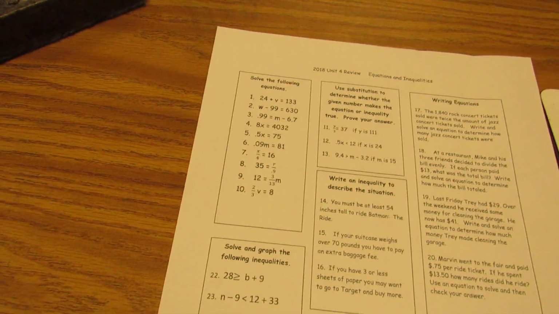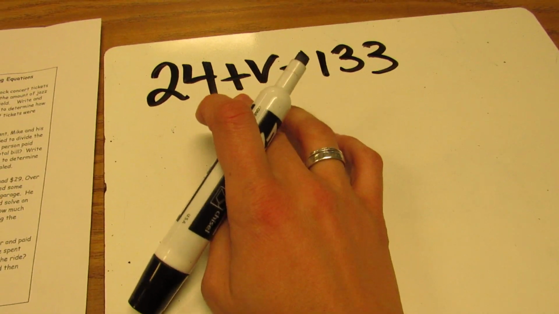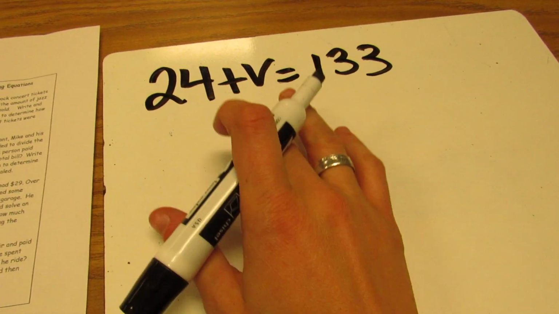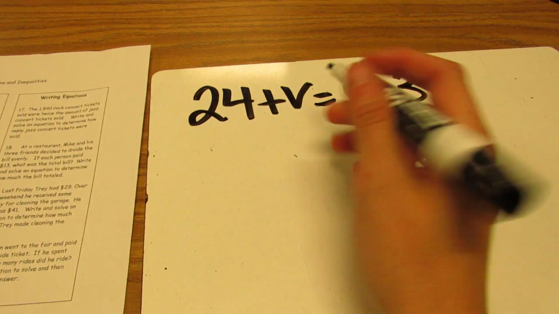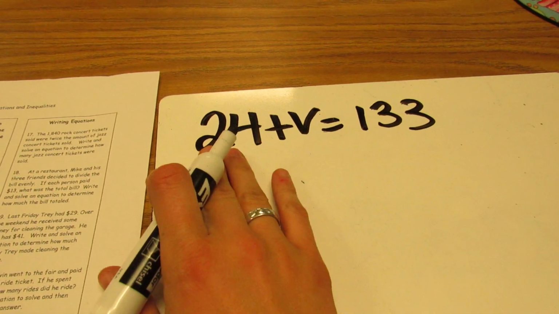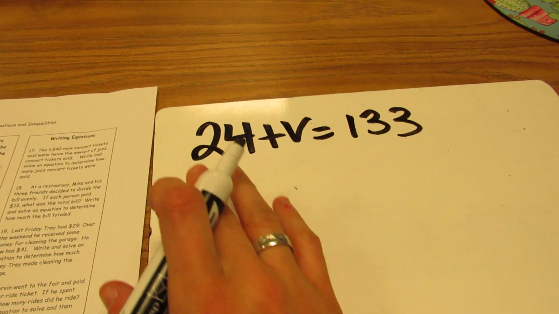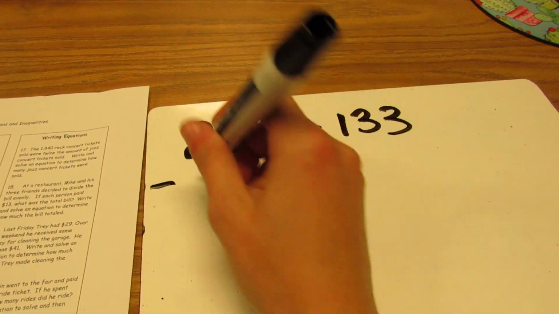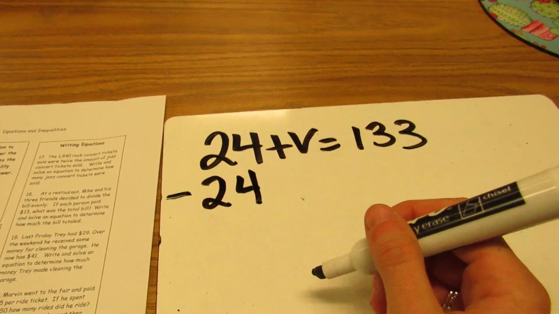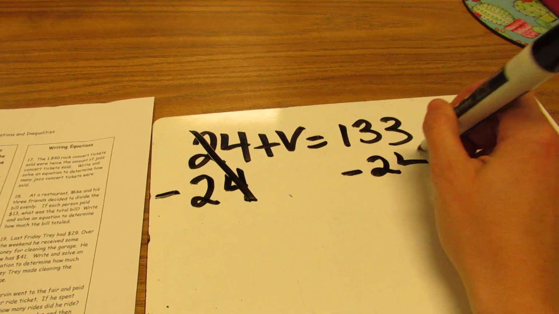So let's look at number one. It's an addition type of equation. My goal with equations is always to get v by itself. So what I want to do is look at the term next to v. It's a 24. That 24 is positive, so I need to get this away. Since it's positive, I'm going to use the inverse operation of subtraction. So I'm going to subtract 24 from both sides of my equation.